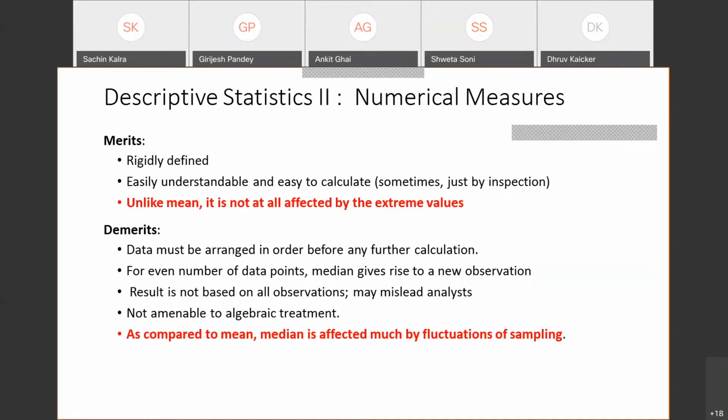And it's not amenable to algebraic treatment. No, we don't do any algebraic treatment further on the median. We do it on the mean. There's no weighted median. There is no geometric median. There's just median.